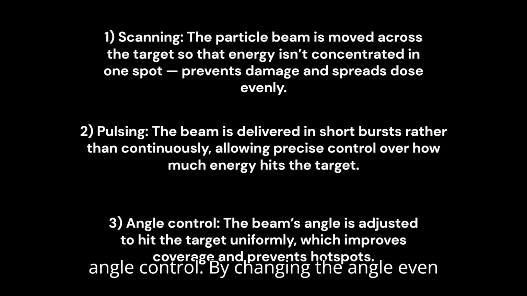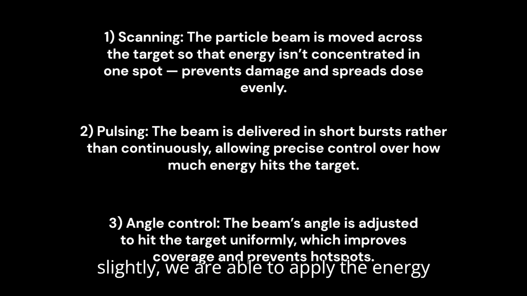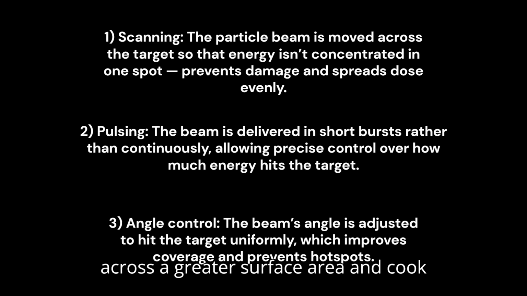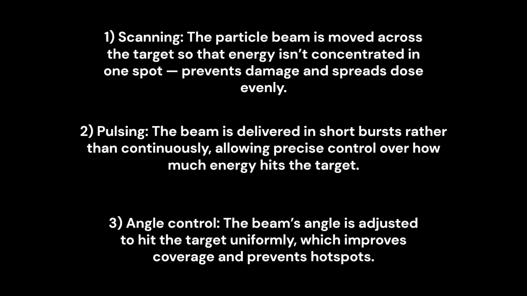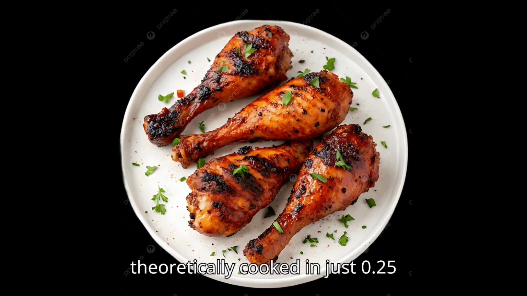Third, the angle control. By changing the angle even slightly, we are able to apply the energy across a greater surface area and cook the chicken evenly from the inside out. Further, considering really cool and interesting terms that I totally know about, like beam power, we can derive that the entire chicken can be theoretically cooked in just 0.25 seconds. Pretty freaking cool if you ask me.